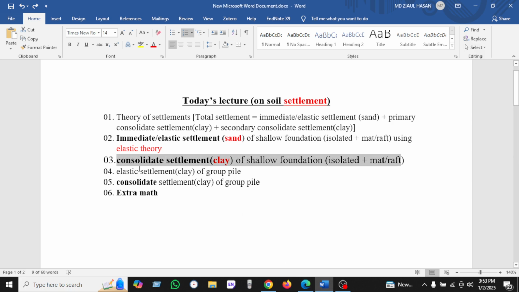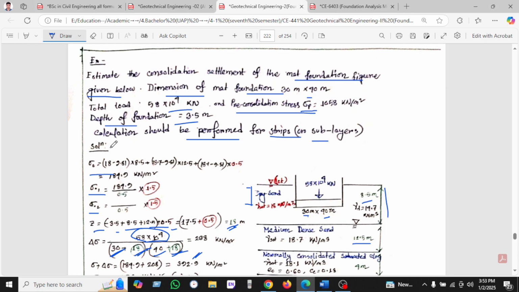This is also about consolidation settlement. Estimate the consolidation settlement of the foundation given below. The dimension of the footing is 30 meter by 40 meter, and the total load is 58 into 10 to the power 4 kilonewton, and the pre-consolidation pressure is given as 1049, and the depth of the foundation is 3.5.